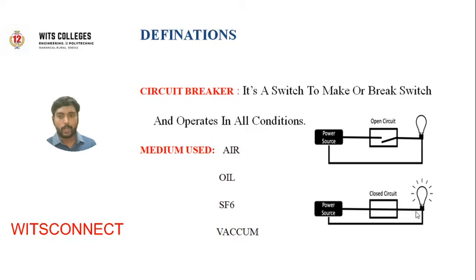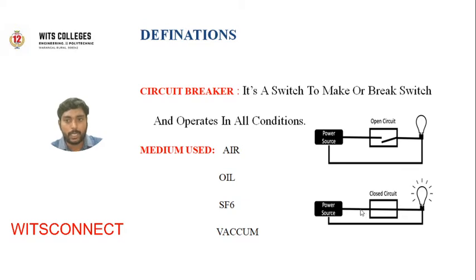Here I am showing one diagram, the normal diagram for the circuit breaker. This is the power supply. This is the switch. Here the switch is open, which breaks the circuit. When the circuit is broken, the current across the load is 0. It acts as an open. If the breaker is closed, it makes the circuit.